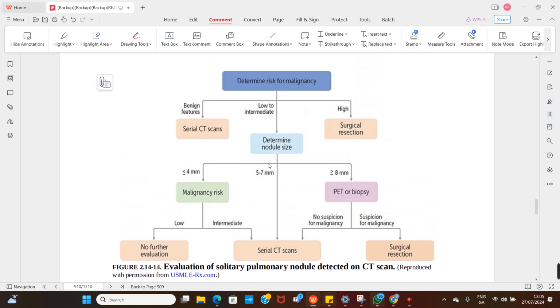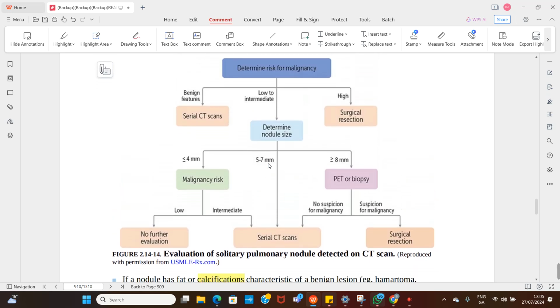I know that this algorithm is a little bit controversial, but what you majorly need to know is when you do surgical resection, when you do your PET and your biopsy, and when you do nothing. Once you know those 3 conditions, you are okay. You'll be able to solve any question.